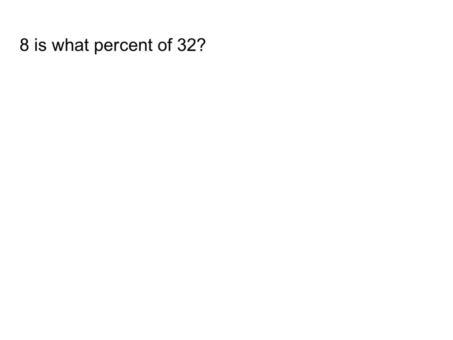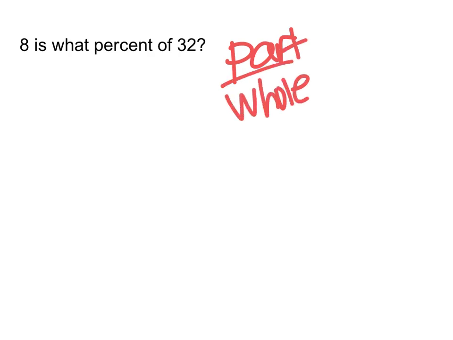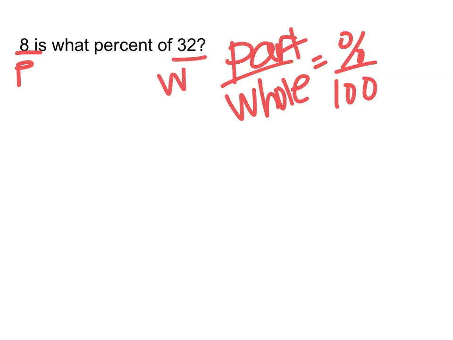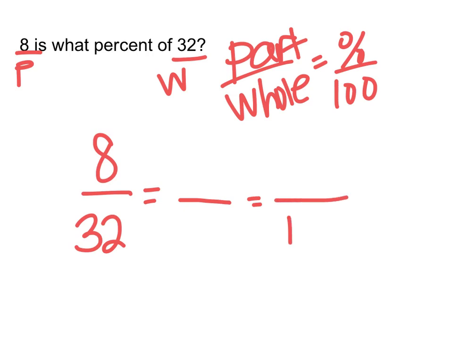Second one, 8 is what percent of 32? And remember, we're doing our part over whole equals percent over 100. So 8 is our part, 32 is our whole. So we would set this up as 8 over 32. And then I need to get it to something over 100, but I can't get there in one step. So I need to figure out what can I divide both 8 and 32 by to get this bottom number in the middle to something I can multiply to get to 100.